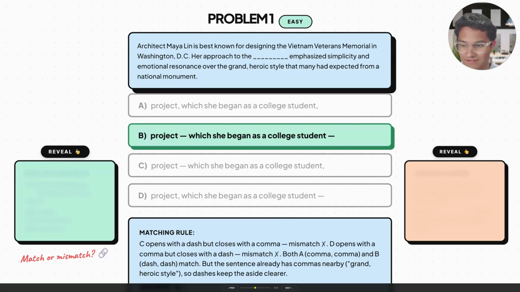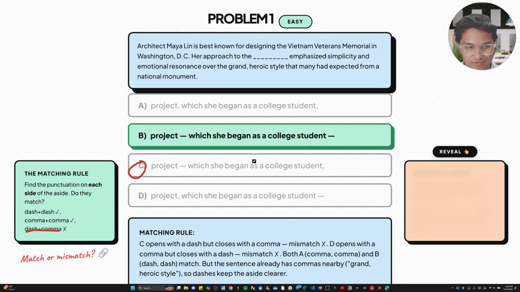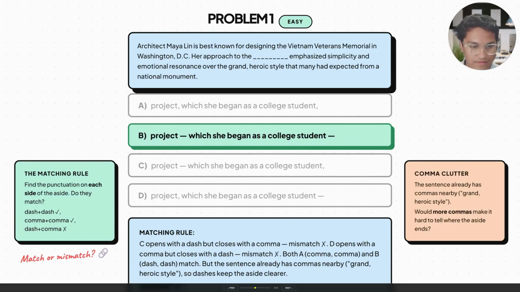So now let's take a look at the hints. Once again, you need to have the matching rule. It's why C and D were wrong here. One of them was a dash comma, which is option C, and option D was the exact opposite, just swapped. Then there's this rule called comma clutter, where if a sentence has a lot of commas nearby, it's going to be really confusing to know whether this is where the parenthetical is starting from simplicity to grand, or is it from which is what we're trying to say right here, which is why we chose B.